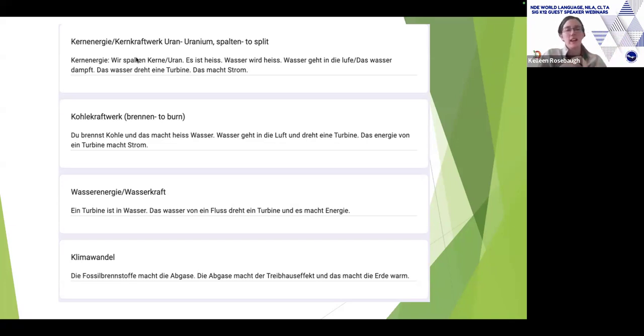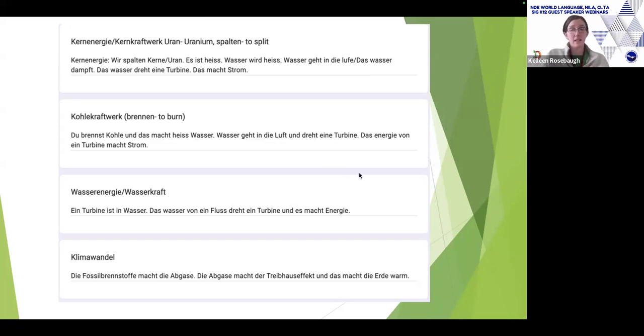When we get into a coal power plant, you burn coal, that makes hot water. The water goes into the air and it spins a turbine. And that energy makes electricity. And then for water energy, you just don't have to burn anything. There's a turbine in water, and the water from the river spins the turbine. It makes energy. And then it goes into a generator to make that electricity.